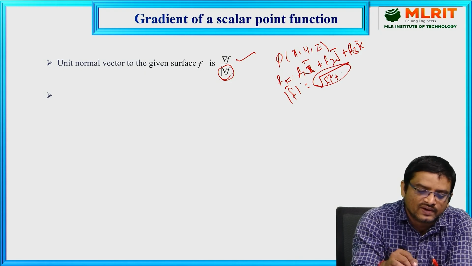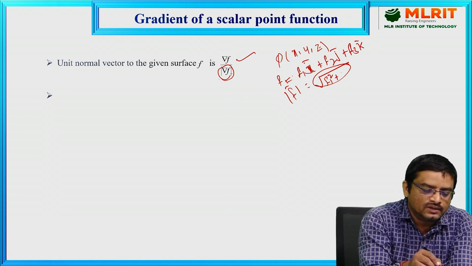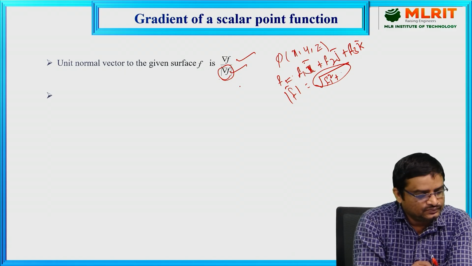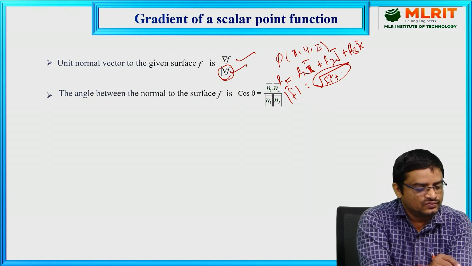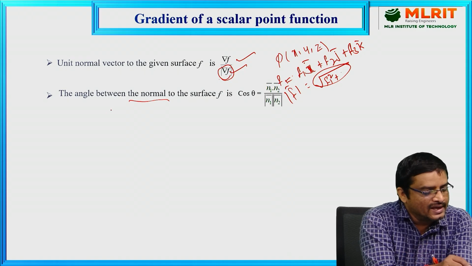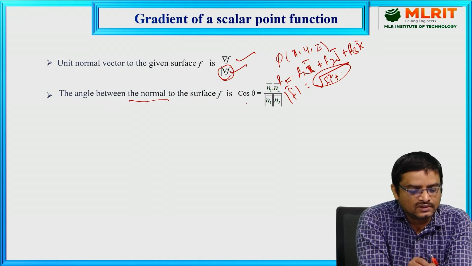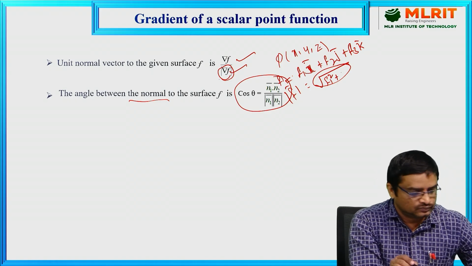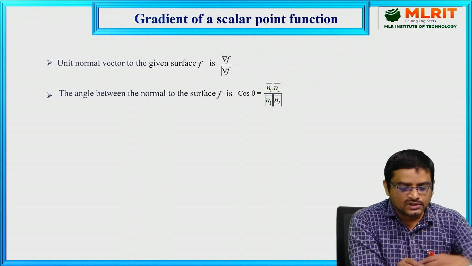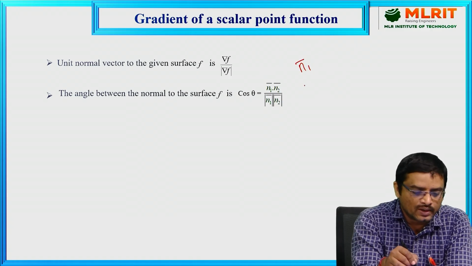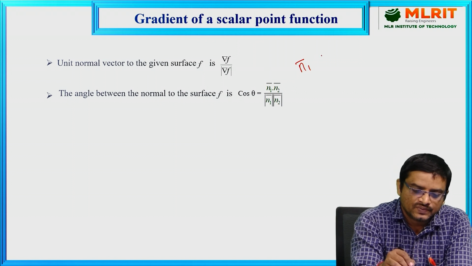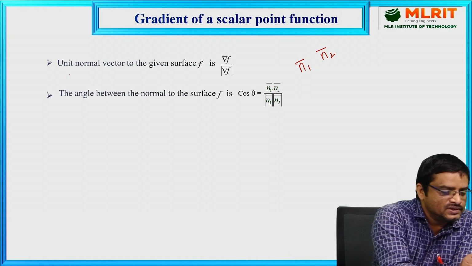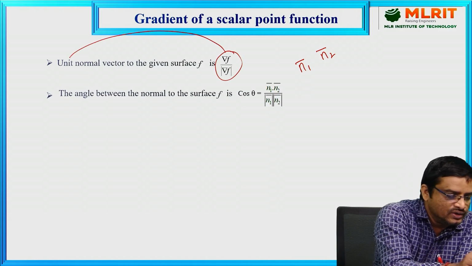This is the way how we can find out the magnitude of this vector point function. Now similarly, if you want to find out the angle between the normals to the surface, we have the standard formula, cos theta is equal to n1 bar dot n2 bar by modulus of n1 bar into modulus of n2 bar. Here n1 bar is one normal vector to the given surface, and n2 bar is the normal vector to the other given surface. So now this formula is used to find out the angle between the normals.